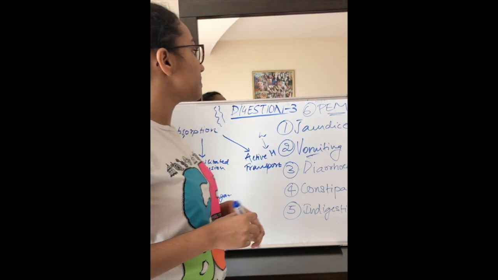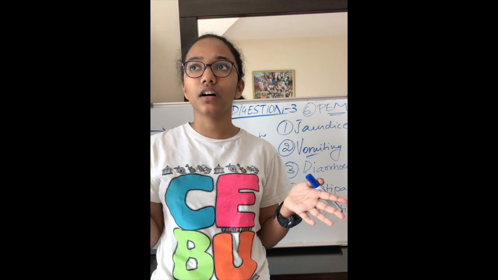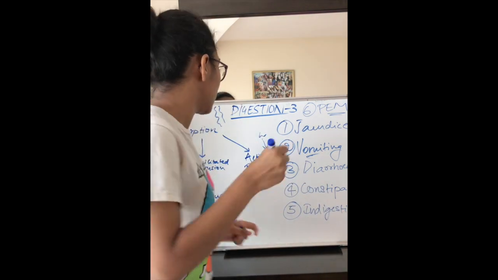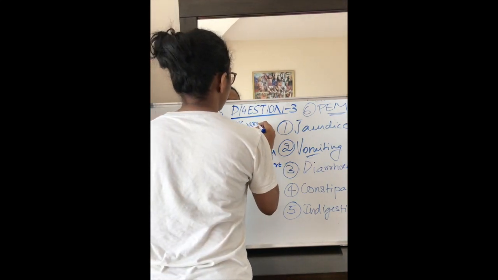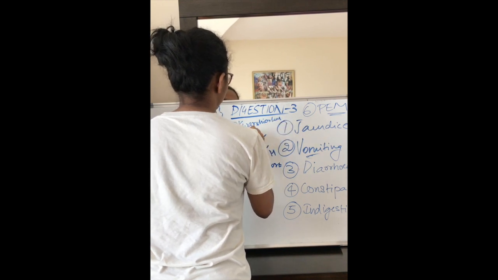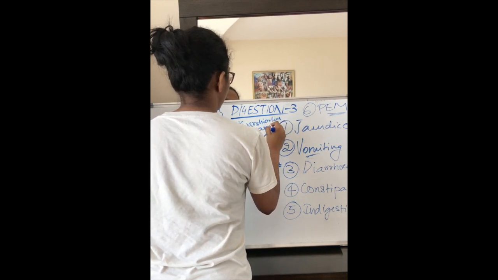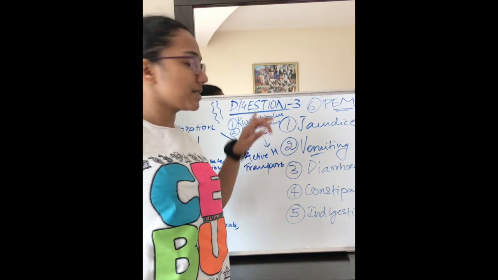So in protein energy malnutrition, we learned 2 diseases which we've been learning since grade 9. That is kwashiorkor and marasmus. Okay, let's start with marasmus.